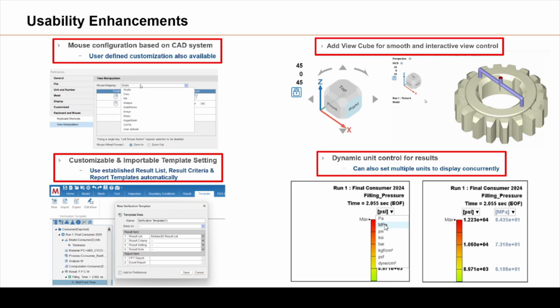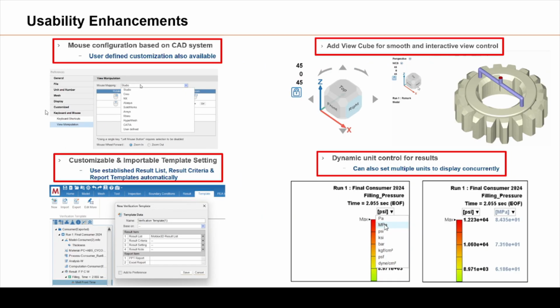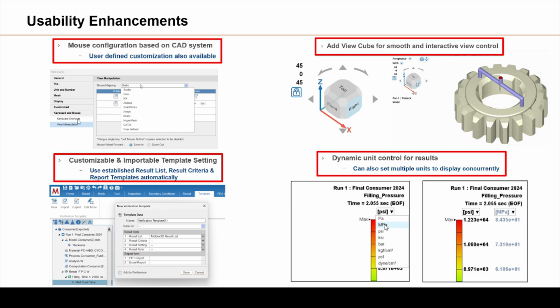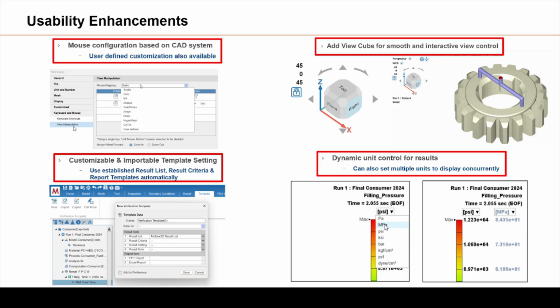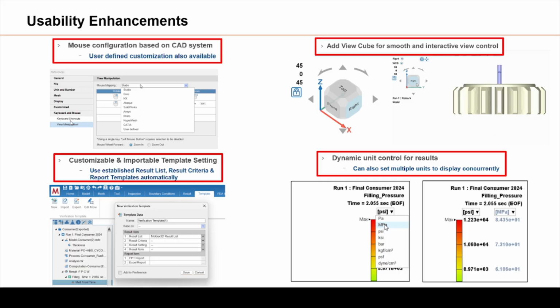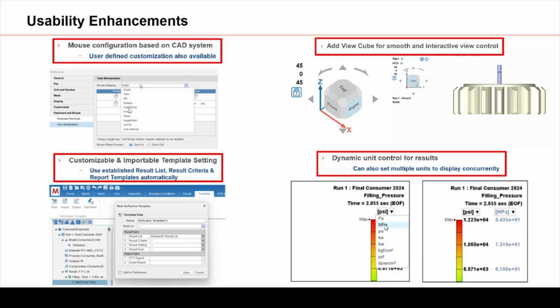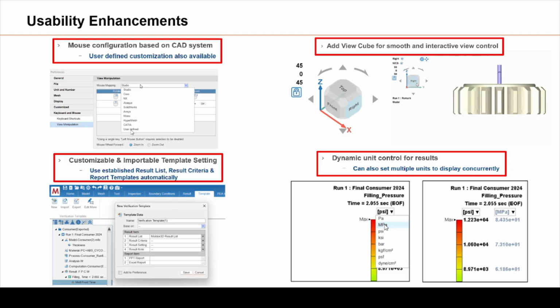And some other usability enhancements. In the preferences, you'll be able to adjust your mouse controls. Previously, we just had the keyboard shortcuts, those were adjustable, but the mouse controls were not really adjustable. So now, if you go into your preferences menu, you can change what system you want your mouse controls to apply to, and you can also create a user-defined mouse control mapping.